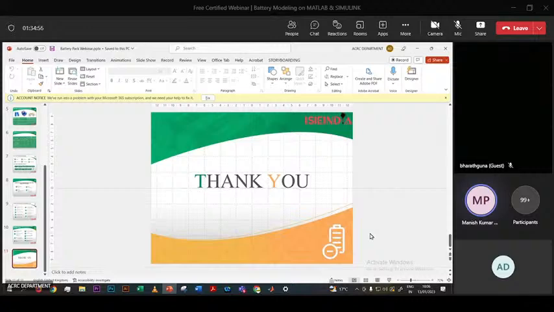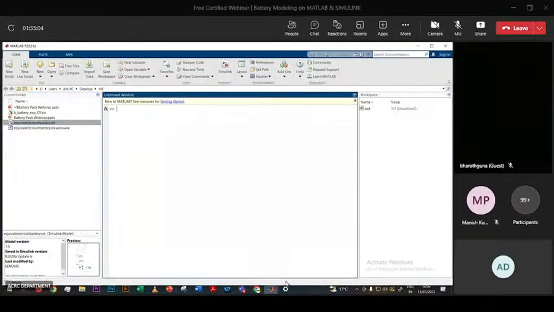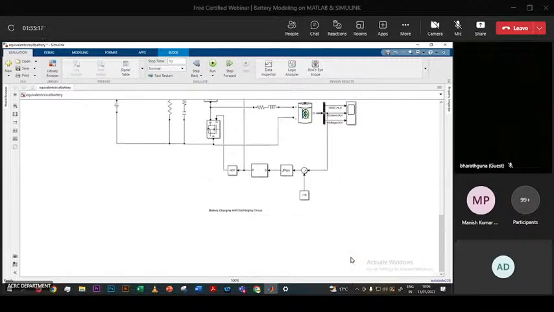Yes, sir. And what can we do in simulation, sir? MATLAB has two things. This one is for the coding part, and the simulation is here. Like this, this one is the battery, and I have used the components here. If you want to design an inverter or a chopper, you should know the basic circuit of that chopper or inverter, and after that you start.